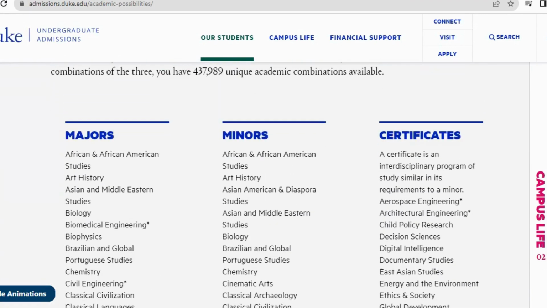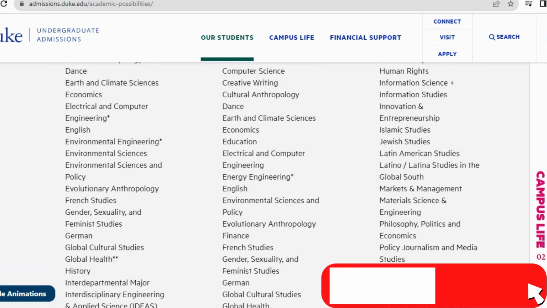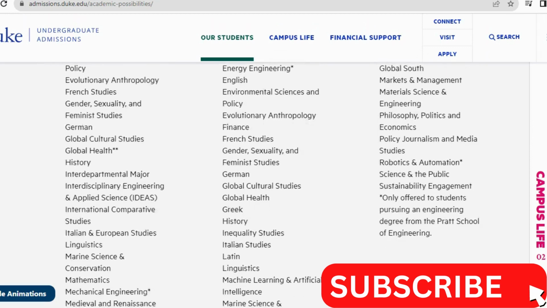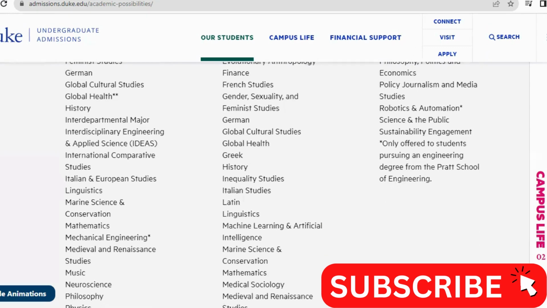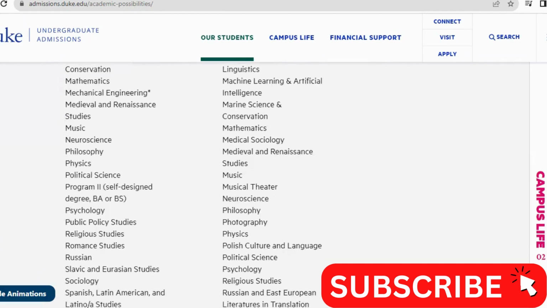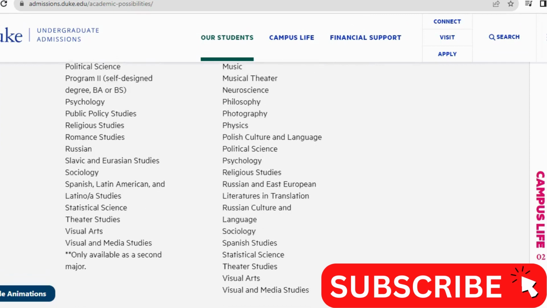Starting from the top, we have majors and minors. We have African and African American studies, you have art history, you have biology, you have biophysics, you have Brazilian and global Portuguese studies, you have chemistry, you have computer science, dance, electrical and computer engineering, you have English, policy, French studies, gender, sexuality and feminist studies, German, history, linguistics, marine sciences, mathematics, mechanical engineering, you also have music, philosophy, physics, political science, psychology, religious studies, Roman studies, Russian, sociology, theater studies, visual arts, all of that you can find there.